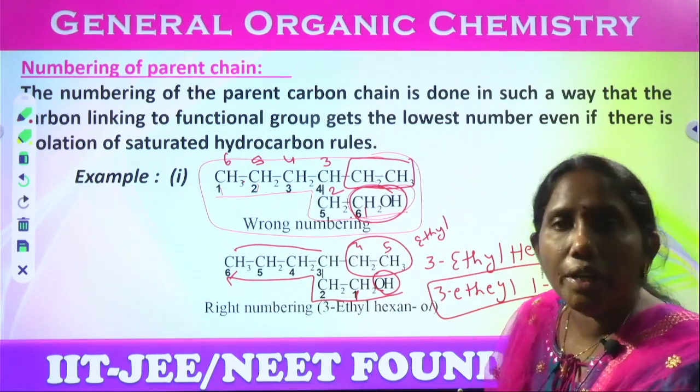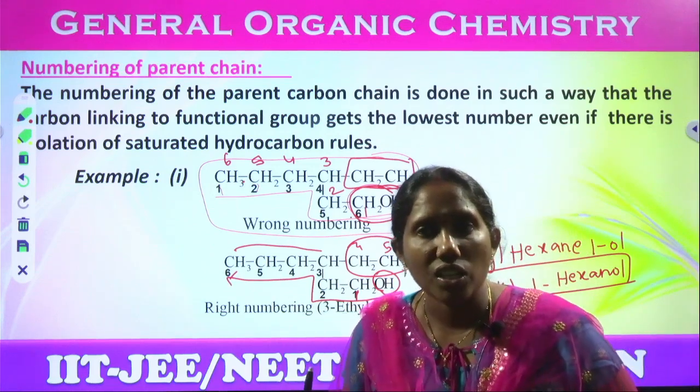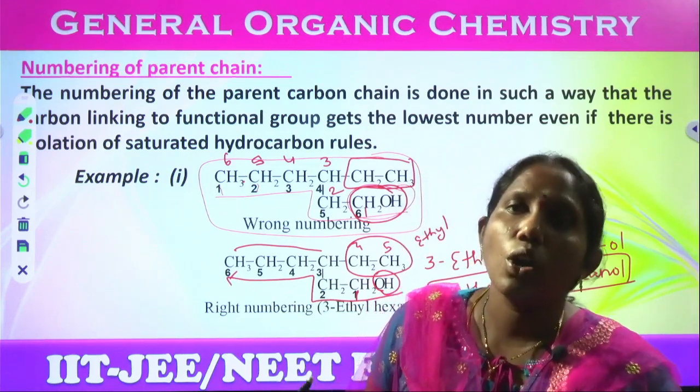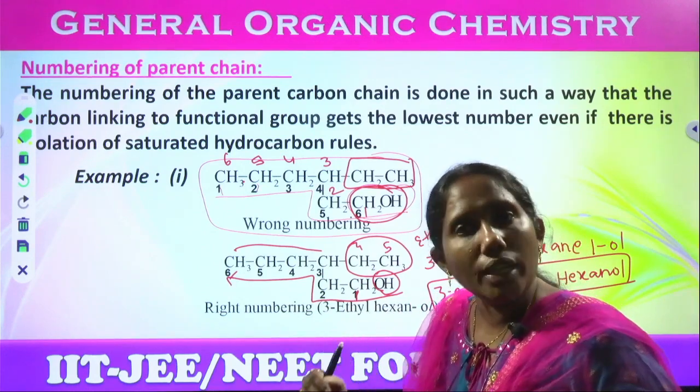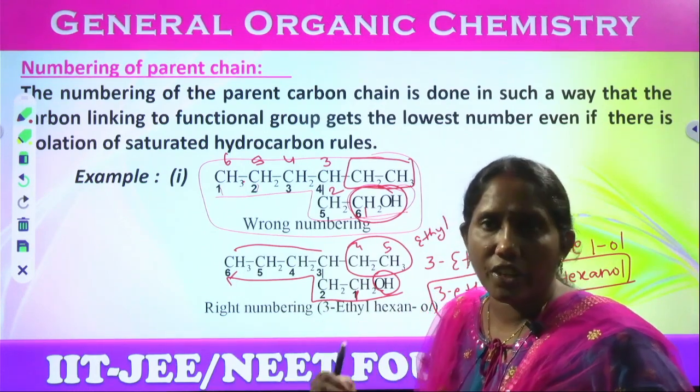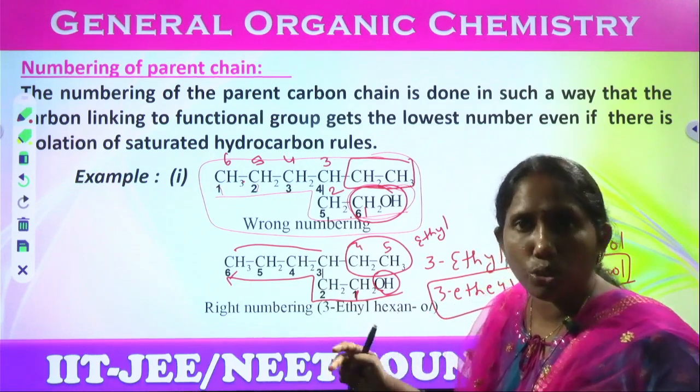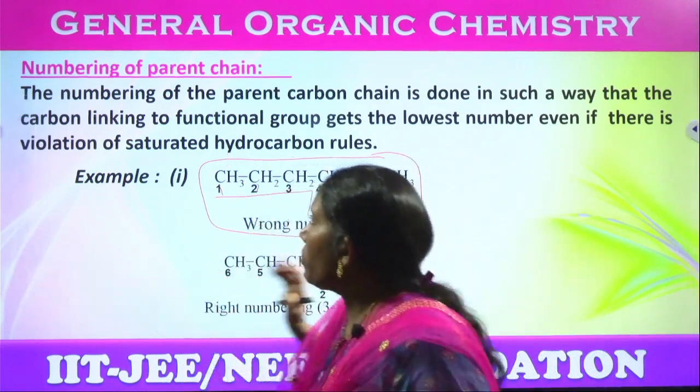So the second point is that the functional group containing carbon should get the lowest number, and even though it is the smallest chain, we have to give preference to that chain. These are the two rules, right? So come to the next one.